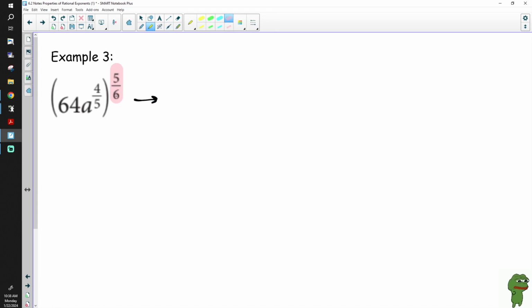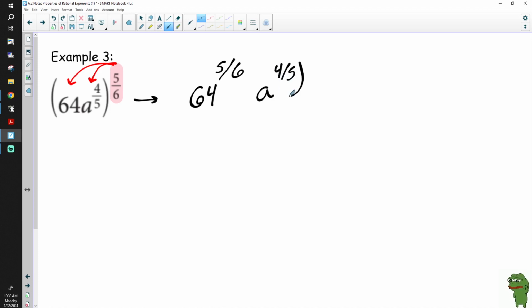The 5/6 is going what? Everywhere. Everywhere. Watch. Watch, watch, watch. Look. Everyone gets a 5/6. Everyone gets the 5/6. 64 gets a 5/6. A to the 4/5 also gets a 5/6. Everyone got a 5/6.